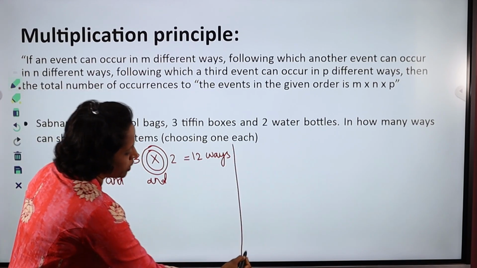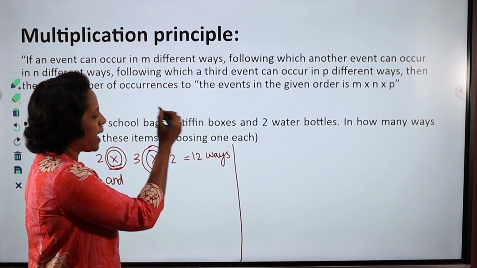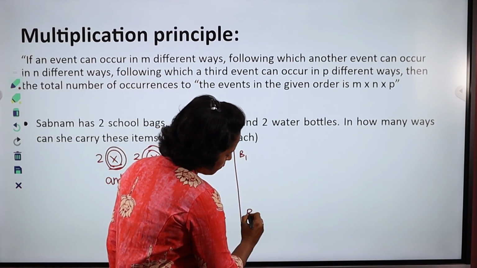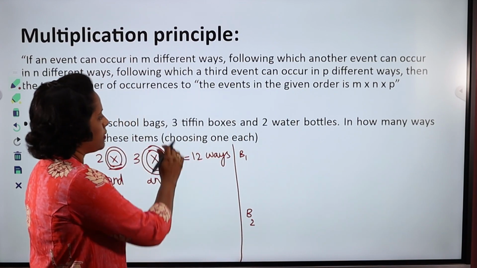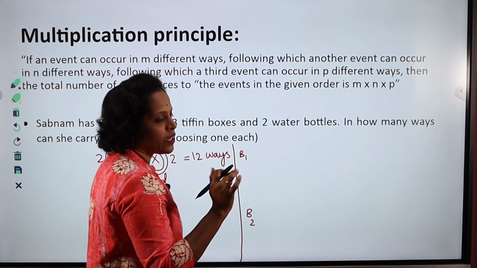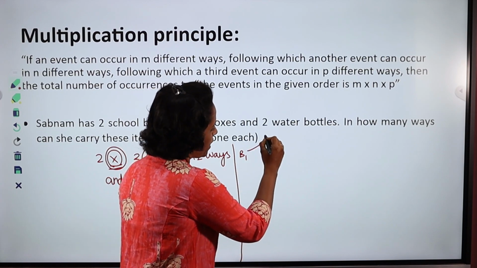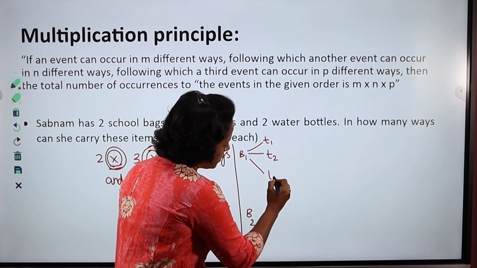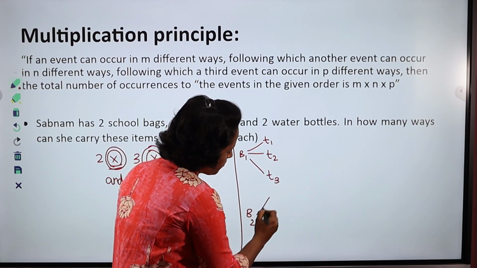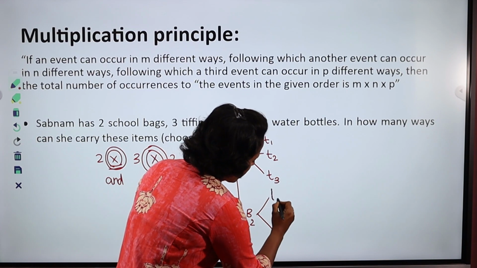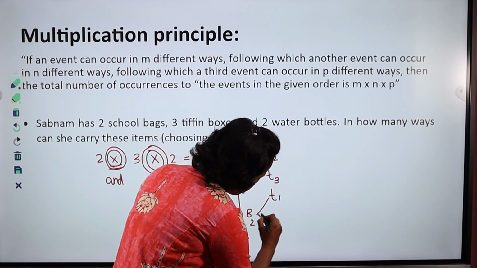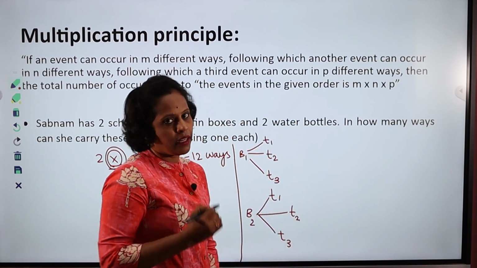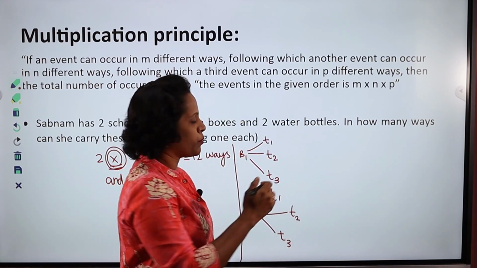What is the traditional way? Let's see. Now, I'll name the school bags as B1, B2. Now, I'll name the tiffin boxes as T1, T2, T3. So, B1 can go with T1, this can go with T2, this can go with T3. Similarly, the second bag can go with T1, T2, T3 tiffin box. Then we need to select a water bottle, right?